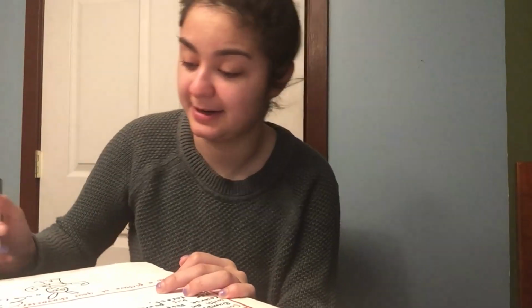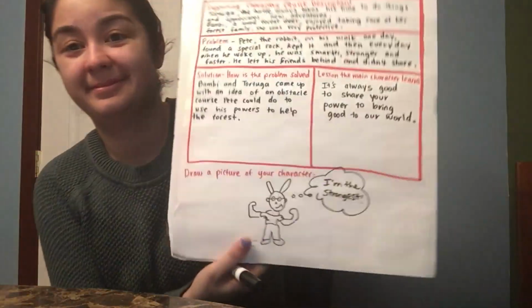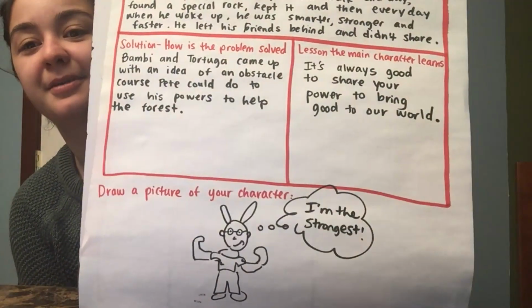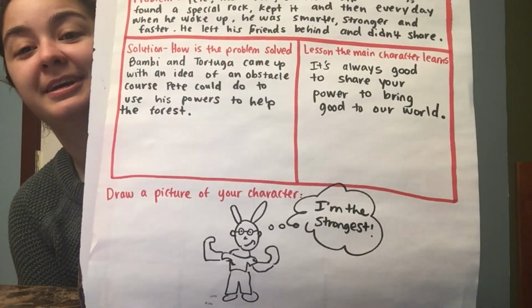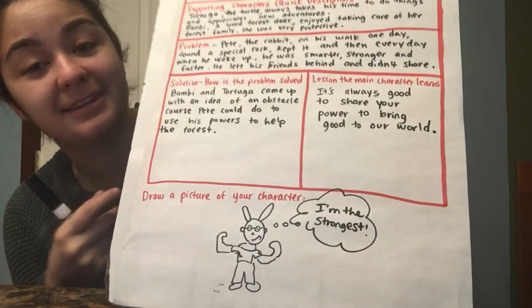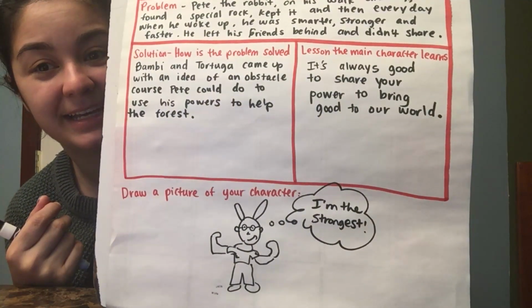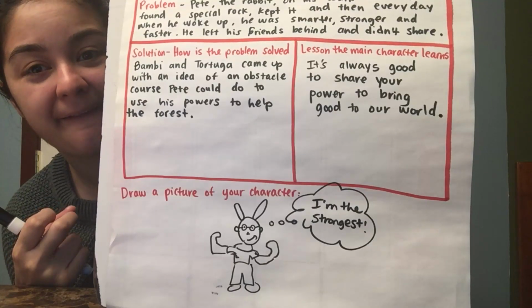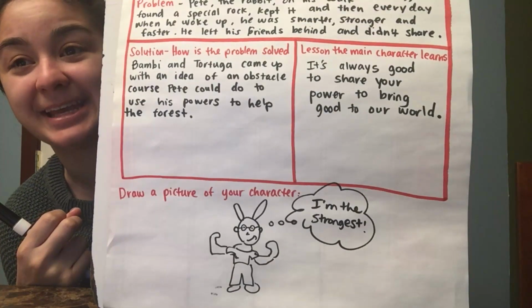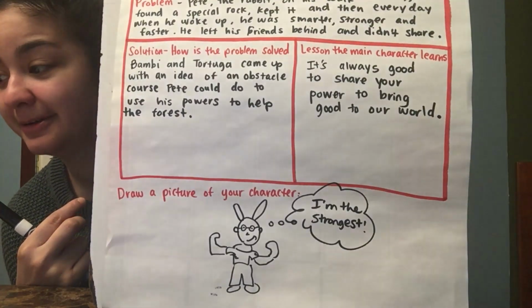Here is my character. I drew his arms like this because he's strong. I'm showing what he's thinking because he thinks he's the strongest since he got this power, right? You're going to do the same with your character.